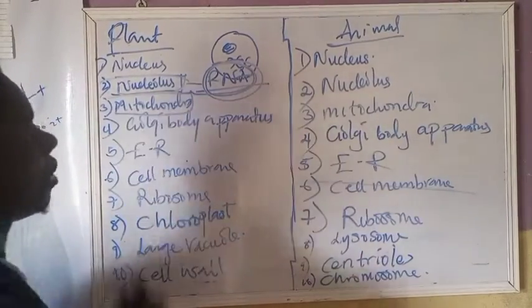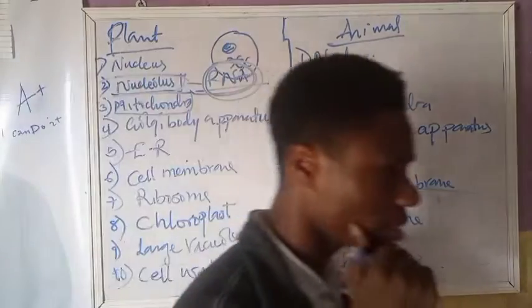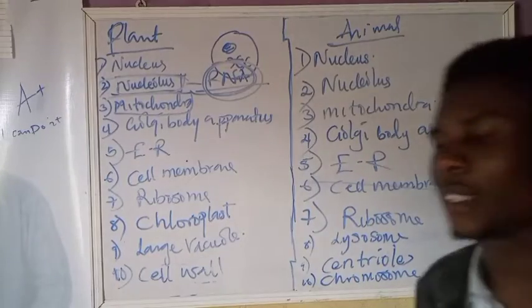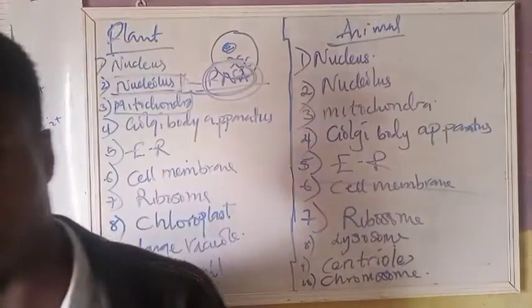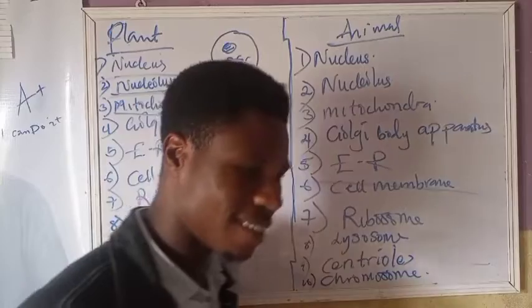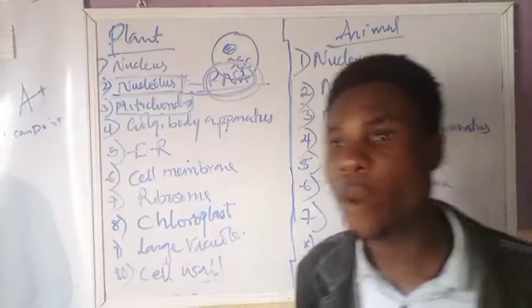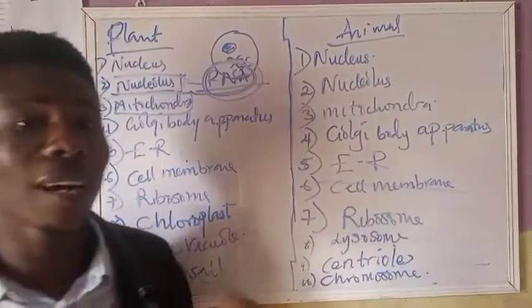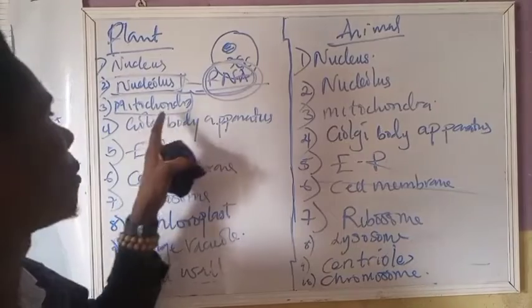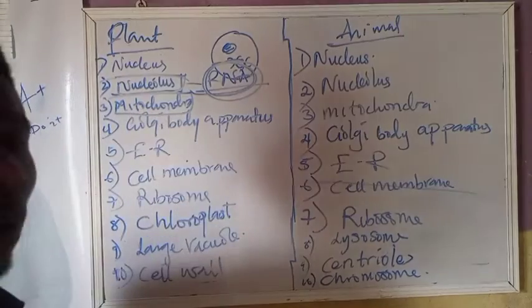Now the mitochondria, very, very important cell organelles. The function of the mitochondria is that it is the powerhouse of the cell. It is the power, it is the battery of the cell. No mitochondria, the cell is down. So it means that the mitochondria is the power of the cell.